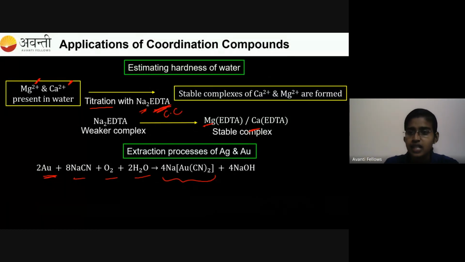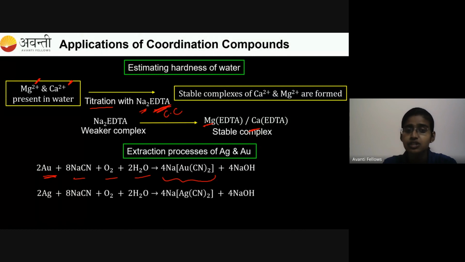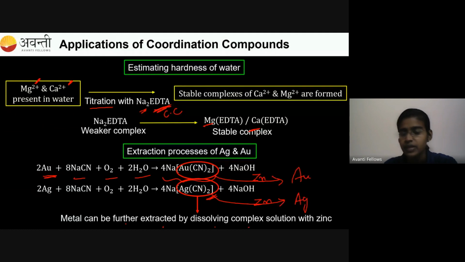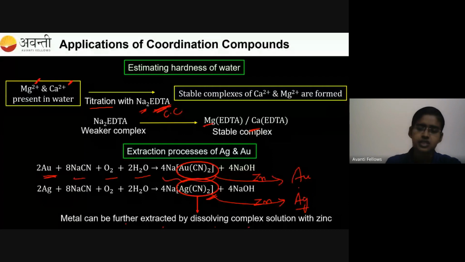So for the extraction of silver and gold, a coordination complex is formed in one of the steps in the extraction process. And this compound can be further extracted by treating the complex solution with zinc. So these two coordination complexes are treated with zinc, and the pure gold and pure silver will be extracted from this process. So a coordination complex is used in one of the steps in the extraction process of the metals. Got it? This is the second application.